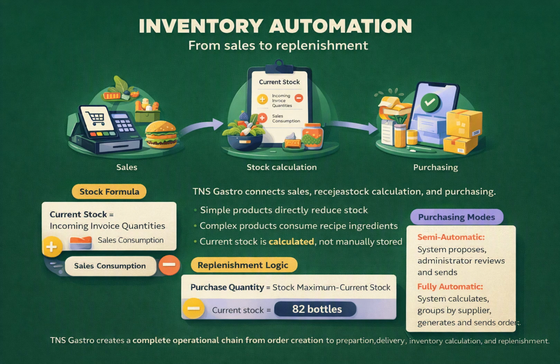The purchase quantity is calculated automatically. Purchase quantity equals stock maximum minus current stock. In our example, 100 minus 18 is equal to 82. The system proposes purchasing 82 bottles of cola. The same calculation is performed for every product and every ingredient.